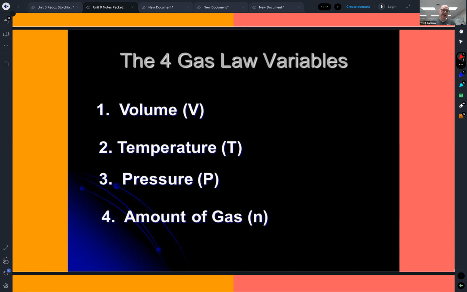So what we've got to deal with is volume, which will be symbolized with a capital V, temperature, symbolized with a capital T, pressure will be symbolized with a capital P in this formula. Now, here's the one that's a little bit odd, the number of moles of gas, the amount of moles, and that's a lowercase n that you would have to get used to.